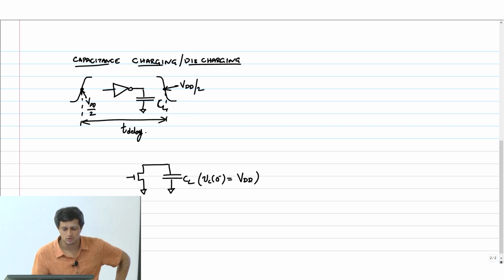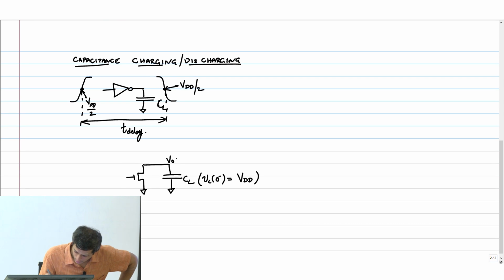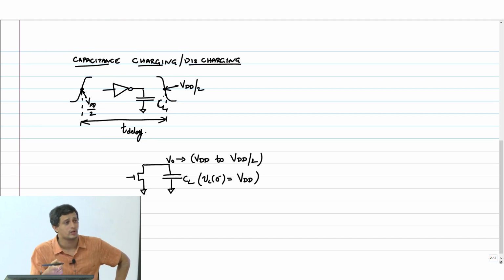So this inverter is now going to discharge the capacitor through an NMOS transistor. Okay, so this voltage V0 is going to fall from VDD to VDD by 2 because of the delay definition. That's why VDD by 2 is a very sacrosanct number. I am not worried about taking it all the way to 0. Okay.